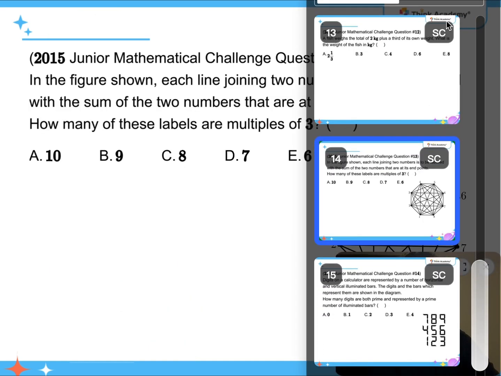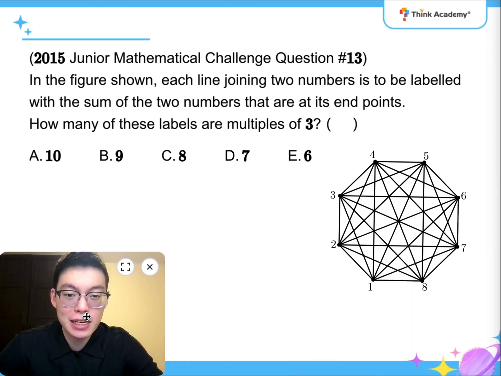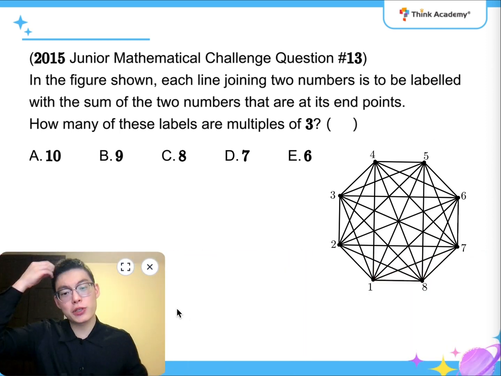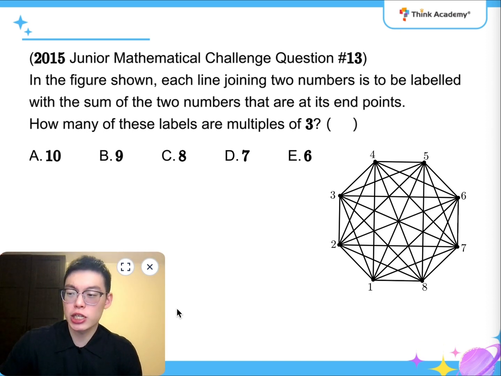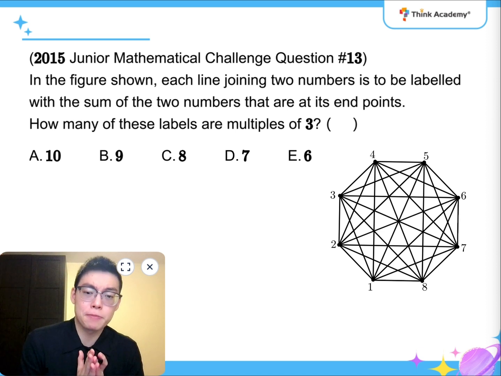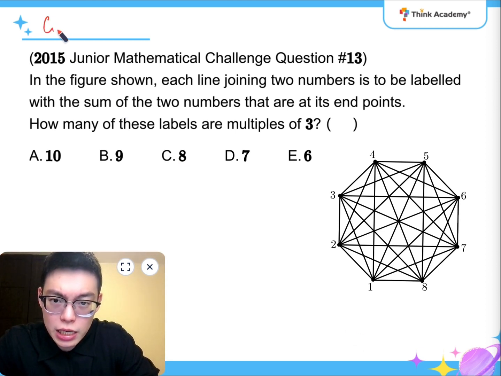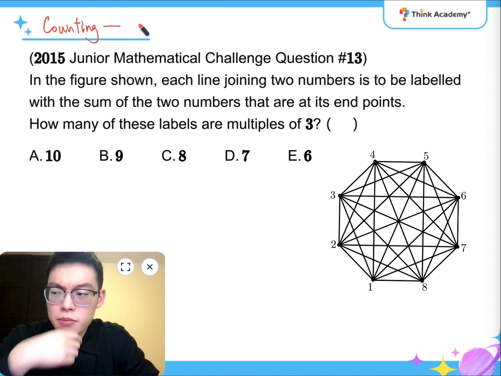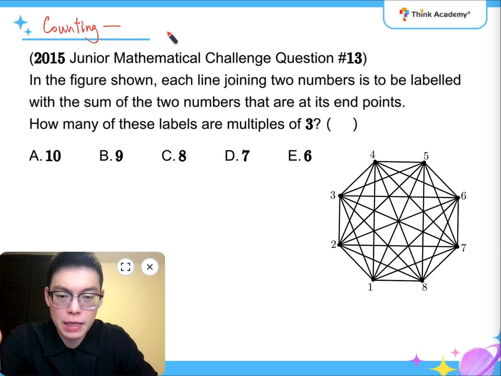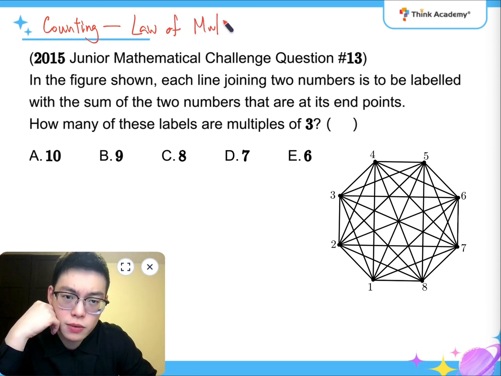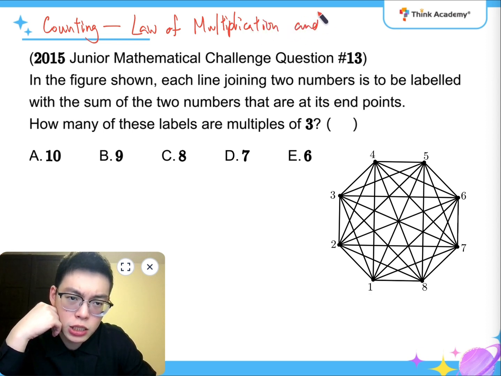And question number 13. Question number 13, it is actually, well, let's say slightly more interesting. I would say that this is the hardest question in the first half of this paper. So this is going to be a counting question, but it is kind of mixed with number theory. So let's say it is a counting problem on, I would say it's either counting shapes or like the law of multiplication and addition.